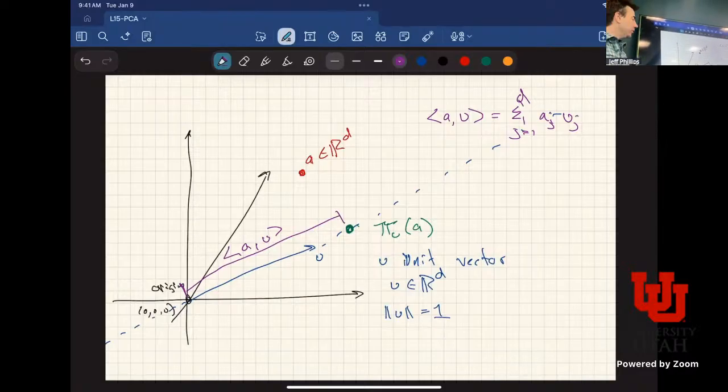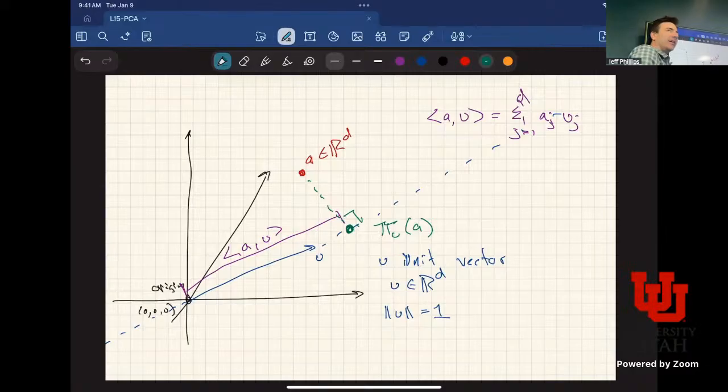When U is a unit vector, it does something very special: it tells us the length along this direction here. So it's a very important property. Now, I want to get this point, which turns out to be A projected onto this blue dashed line going through the direction U. To get this point, I use this dot product. That tells me the length along there and gives me a one-dimensional coordinate, but I want to be able to get a point that lives in R^D.